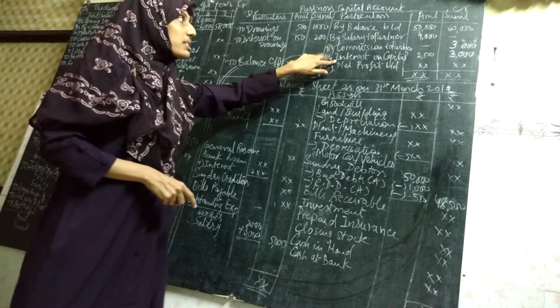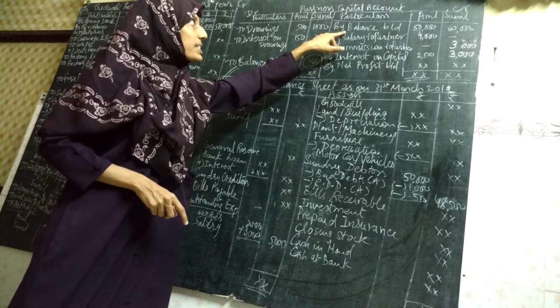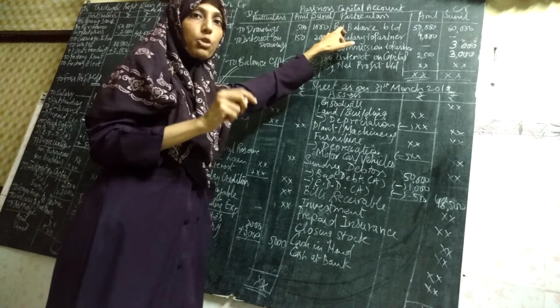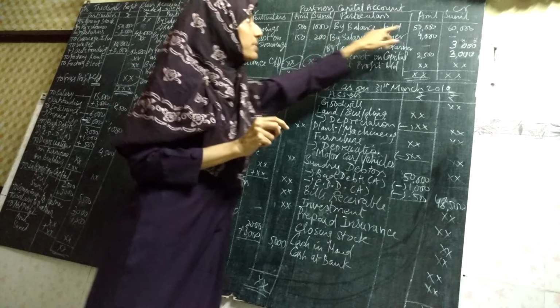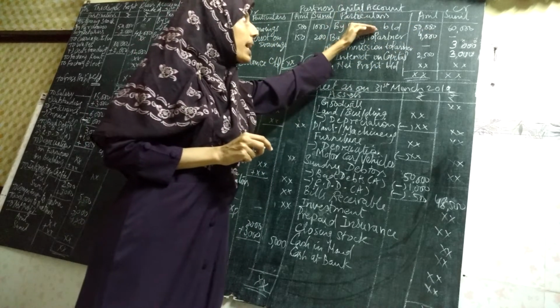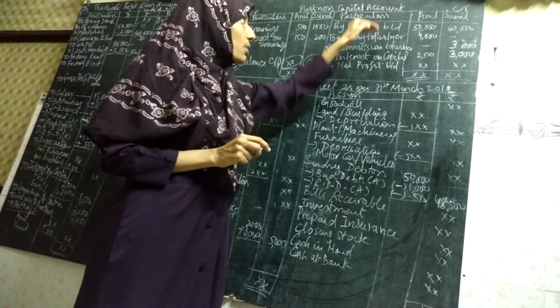Now the next one is interest on capital. In the first line you are showing the opening balance of capital, 50,000 and 60,000. On that capital balance, you are going to pay interest.